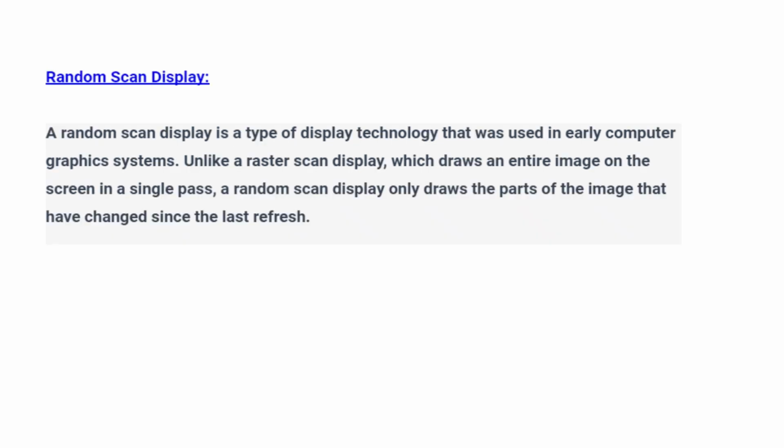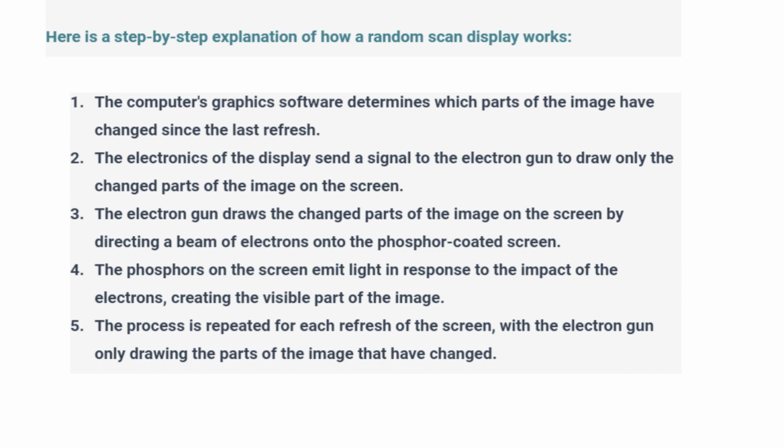Random scan display. A random scan display is a type of display technology that was used in early computer graphics systems. Unlike a raster scan display, which draws an entire image on the screen in a single pass, a random scan display only draws the parts of the image that have changed since the last refresh. Here is a step-by-step explanation of how a RSD works.